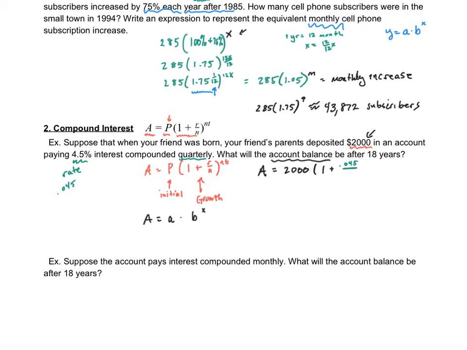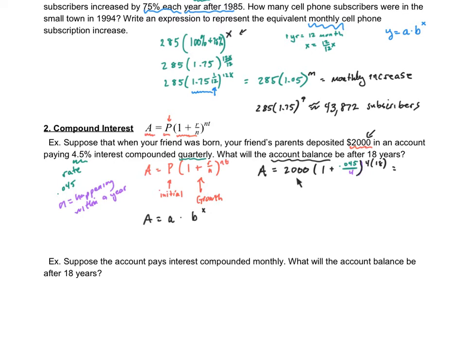Now I said that n is equal to the number of times that it happens within 1 year. As I like to say, the happenings within a year. So it is happening quarterly, which means it happens 4 times within a year. So we divide by 4. And then I have n on the outside as 4. And then finally t. t is the number of years or the time, and that is going to be 18 years. And there you go, we've set our equation up.